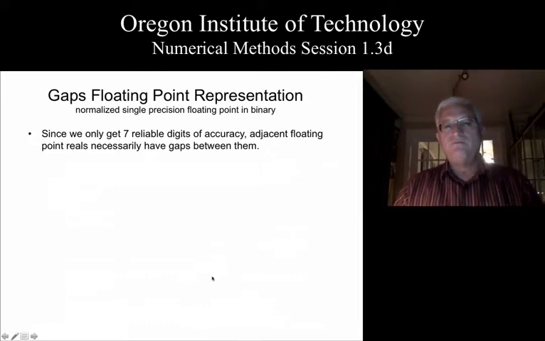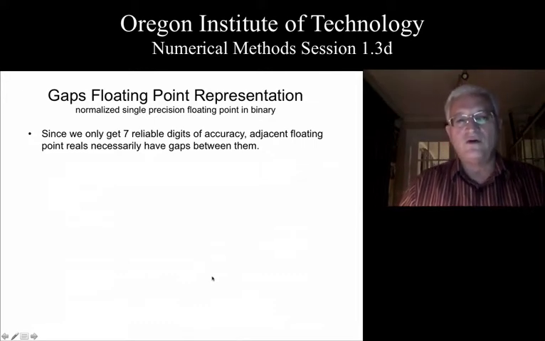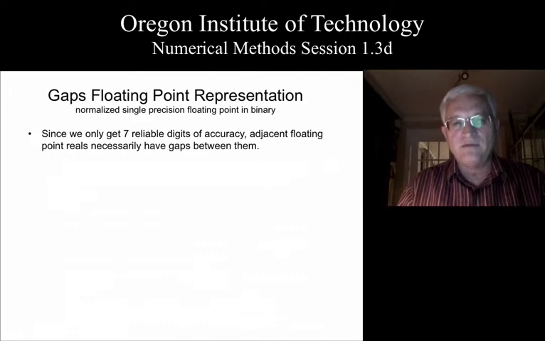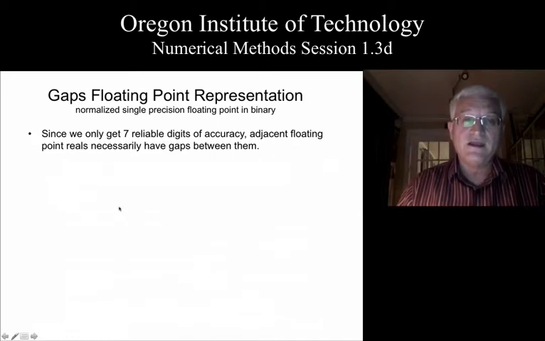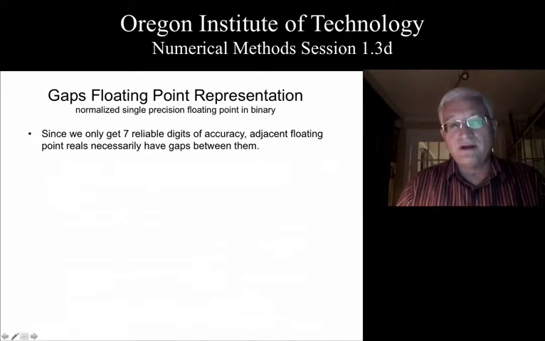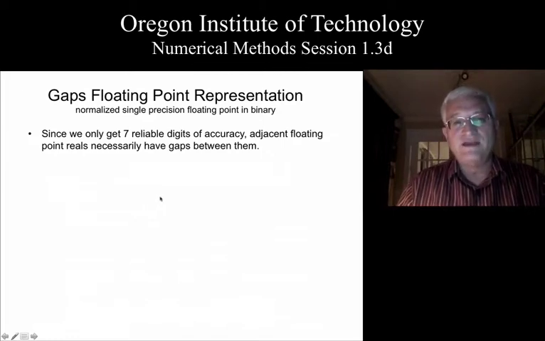Okay, so because now we see that there are only 7 reliable digits of accuracy in floating point notation, or at least single precision floating point notation, that forces gaps between numbers. Think about any 7-digit number you want and put a decimal point in front of it and just add another 8th or 9th digit. I mean, the numbers are there. We just can't use them on the computer.